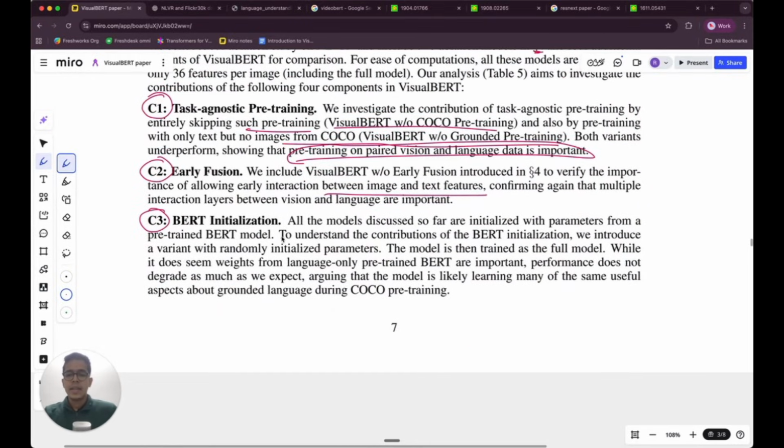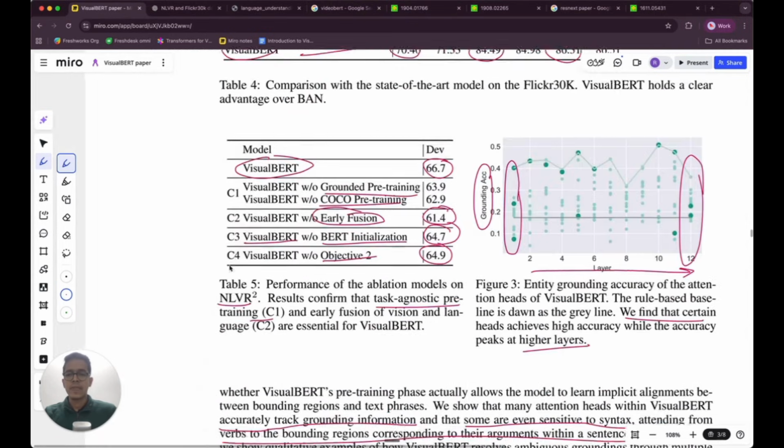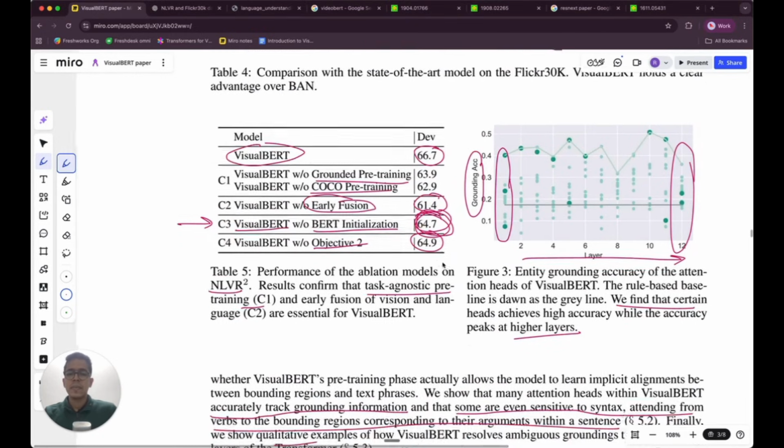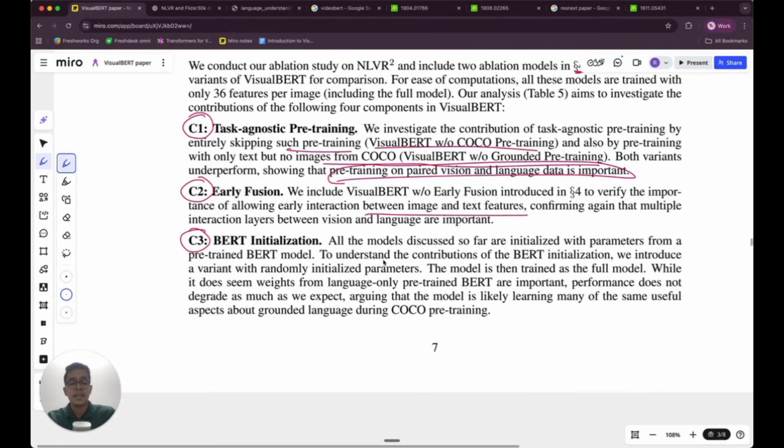Then BERT initialization. All models are so far initialized with parameters from pre-trained BERT. To understand the contributions of BERT initialization, we introduce a variant with randomly initialized parameters. Then the full model is trained. While it does seem weights from the language only pre-trained BERT are important, the performance does not degrade as much as we expect. So C3, this is C3. And look at this, C3's performance is not as bad. So maybe BERT initialization is not needed.